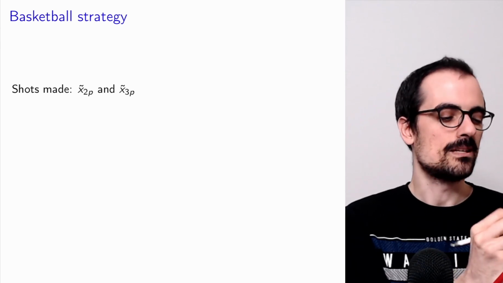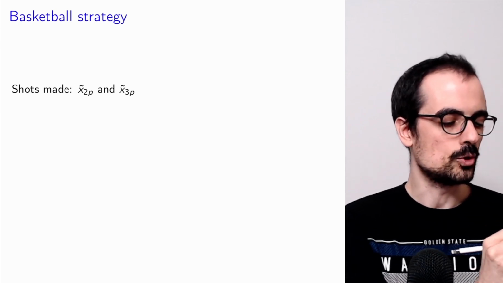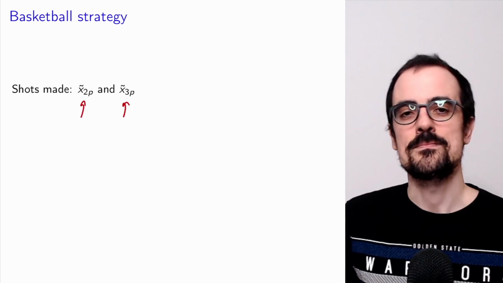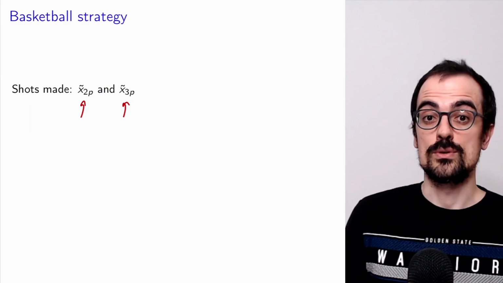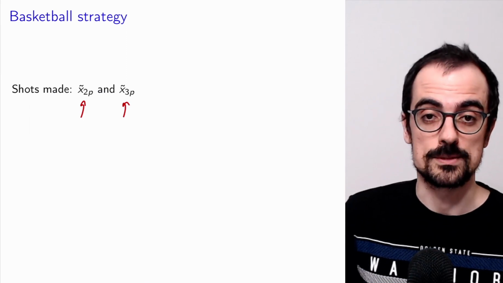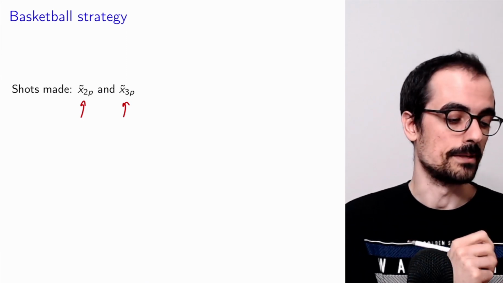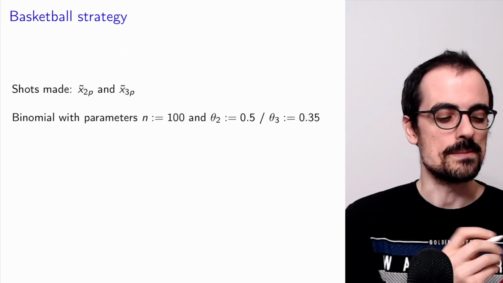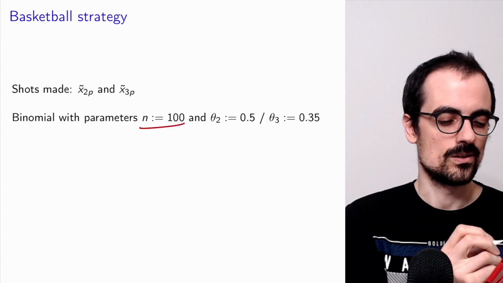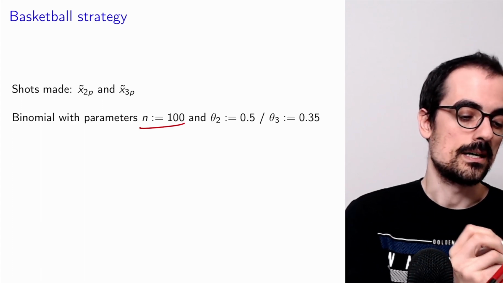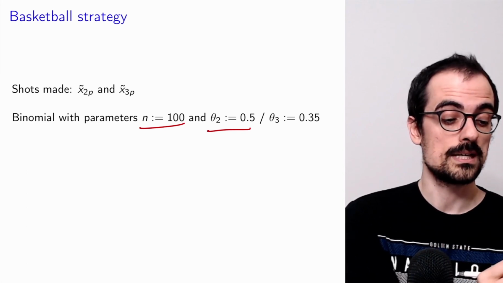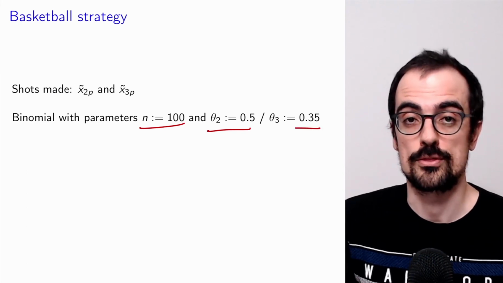The shots made by the strategy 2P team are represented by this random variable, and the shots made by the team that only shoots 3-pointers is represented by this other random variable, X3P. We can see quickly that the random variables are going to be binomial with parameter n equals 100 and parameter theta equals 0.5 when we shoot 2-pointers and 0.35 when we shoot 3-pointers.